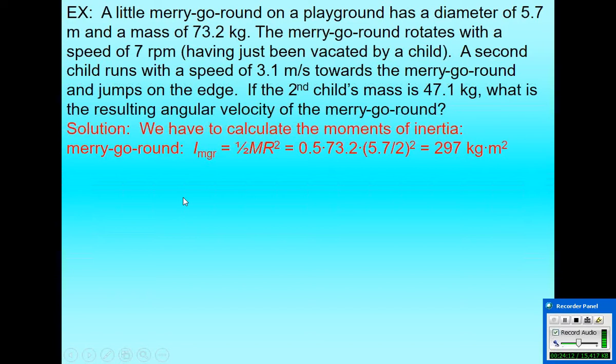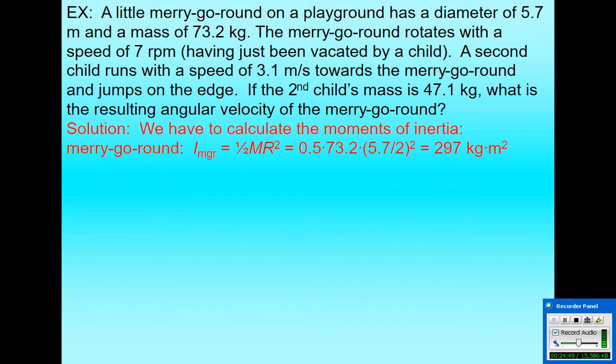Now imagine another situation where we're going to use conservation of angular momentum. We have a playground merry-go-round, diameter of 5.7 meters and a mass of 73.2 kilograms. We're going to treat this merry-go-round as a solid disk. Perhaps the merry-go-round has just been vacated by another child who leaves it rotating with an angular speed of 7 RPM, 7 revolutions per minute.